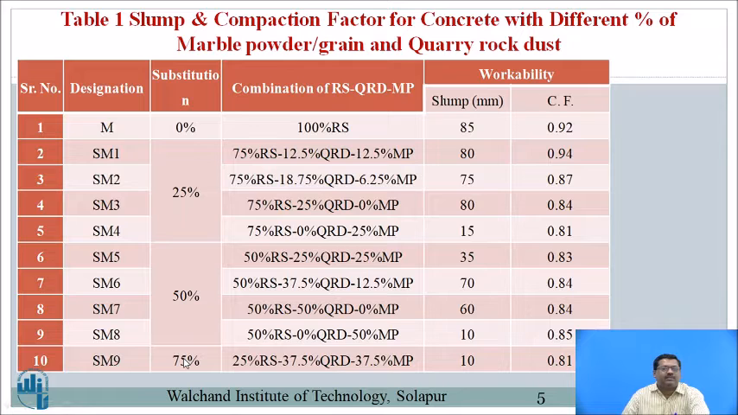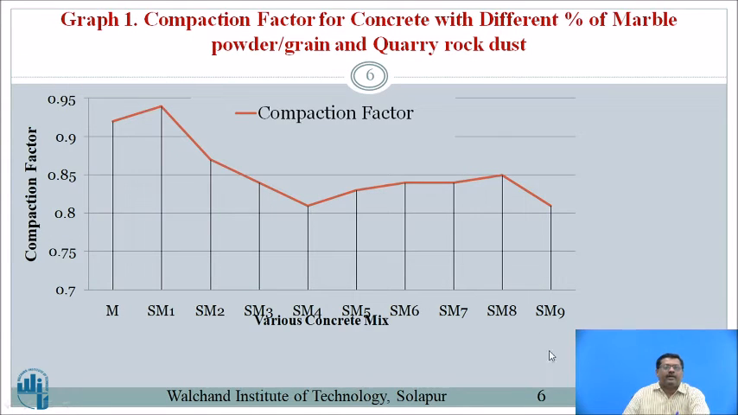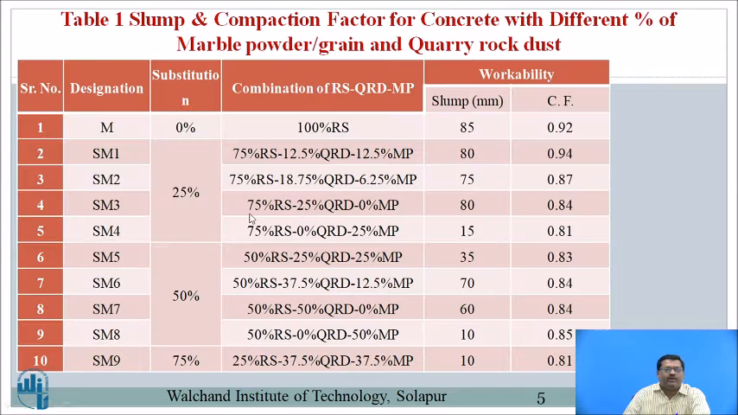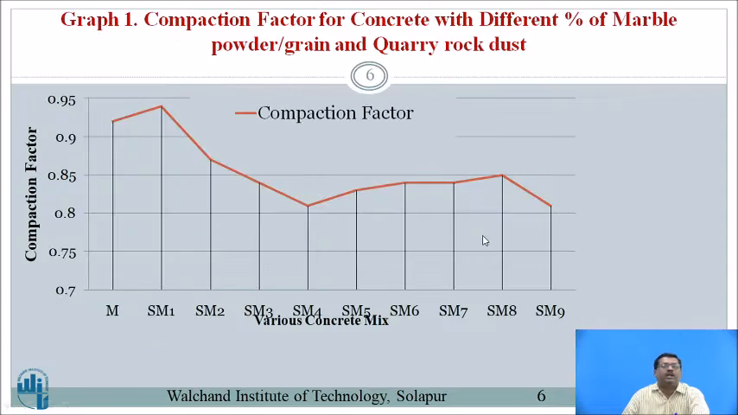And last is 75% substitution, in which 25% river sand is kept, 35% quarry rock dust is kept, 37.5% marble powder, but slump has drastically reduced, compaction factor also reduced. Now, graph wise, you can see here M, this is the compaction factor. Compaction factor is a real test which indicates the workability. So, lower workability is observed for SM4. What is SM4? SM4 is 75% river sand and marble powder. Full substitution of marble powder has given very low slump.